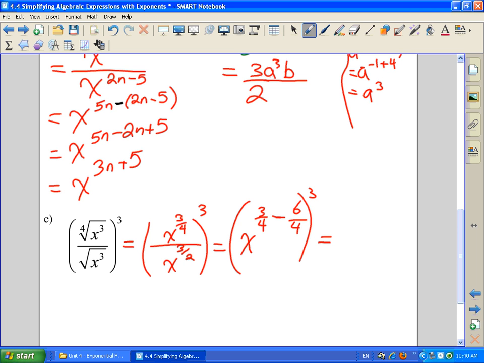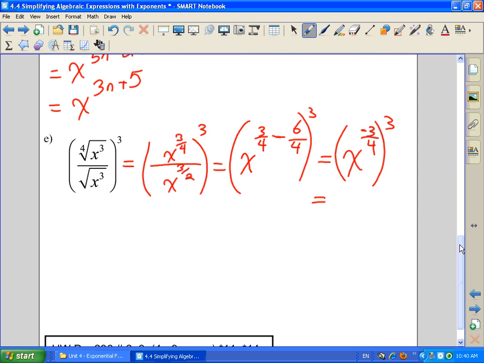Now I can subtract my exponents because they're like terms now. So it's going to be -3 over 4 when I'm done subtracting. Now, since inside the bracket is simplified, I can apply my power of a power law. So it's going to be -9 over 4. We notice that it's negative, ladies and gentlemen, so it's going to be 1 over x to the 9/4.